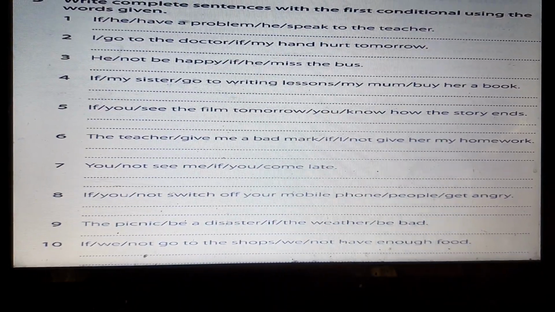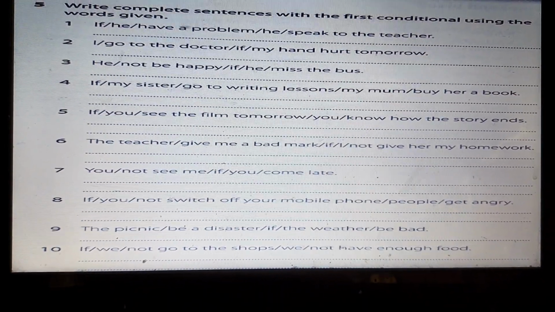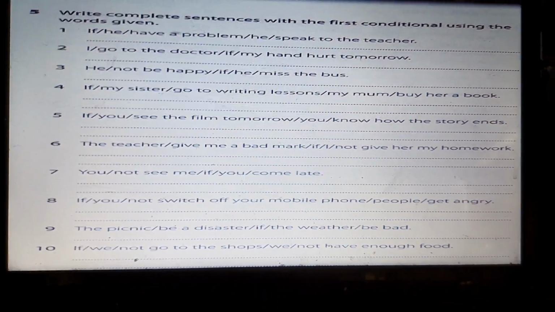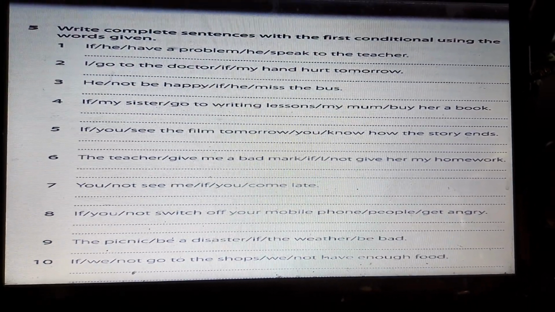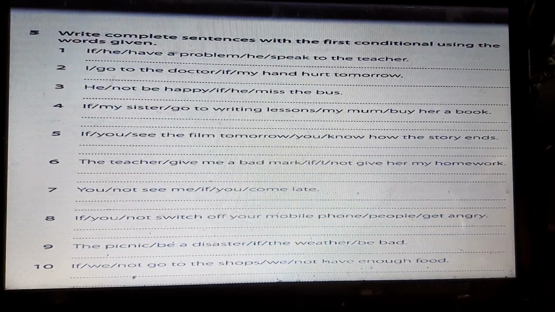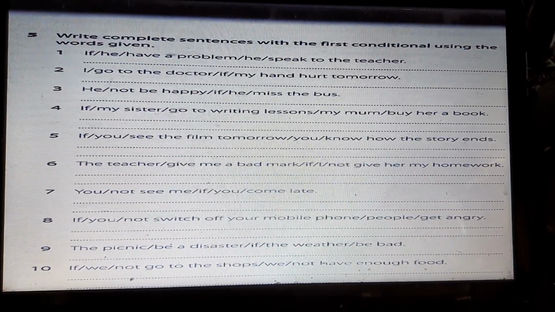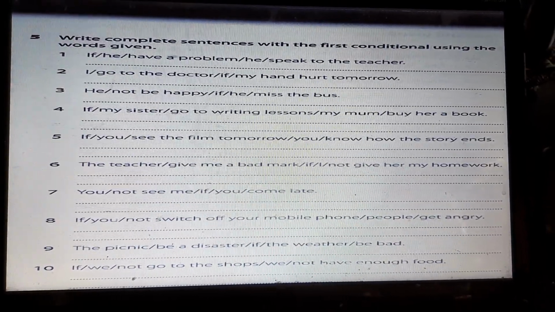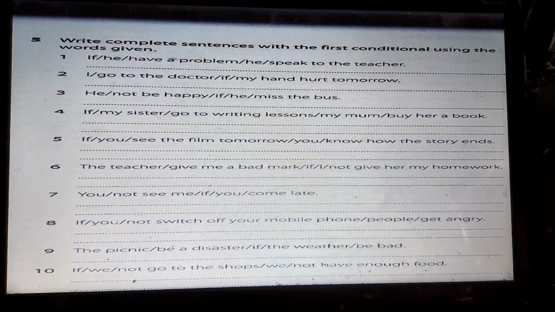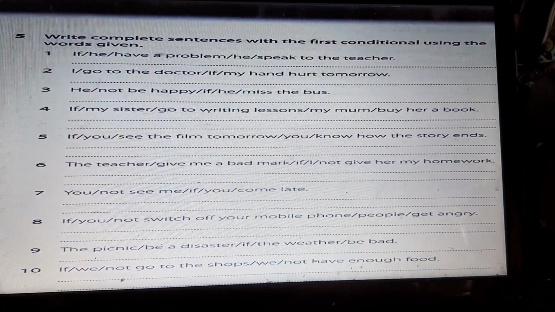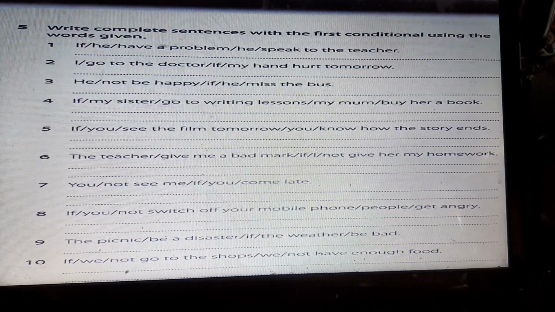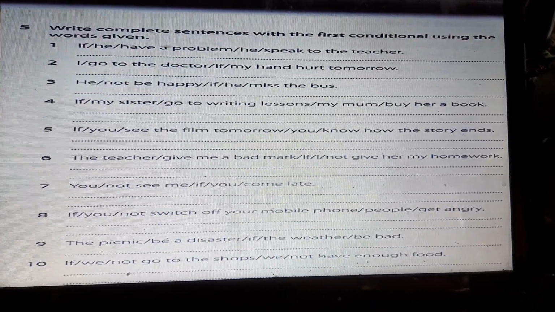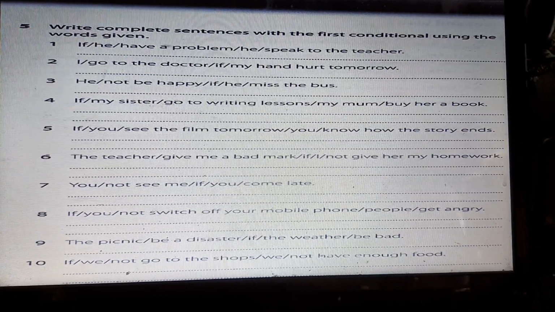فبنقول if my sister goes لأنه بتاخد go بياخد sister لأنها singular بتاخد اسم الفعل، بما أنه عندنا go بتاخد es لأنها من ال words that when they end with o، يعني الكلمات اللي بتنتهي ب o بنضيف لها es ولا not s by itself. فبنقول if my sister goes to writing lessons شو بصير؟ my mom will buy her a book.